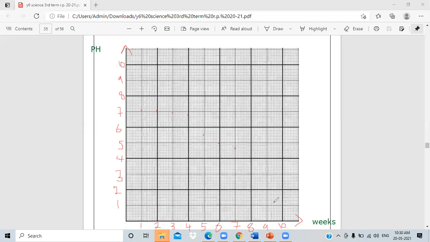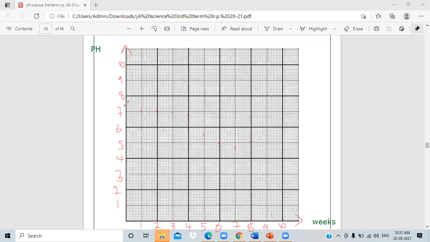And it was 5.1 in week 8. So I'm going to reach 5 and I'm just going to count only 1 small box and put the dot. Then 5.5 in week 9. So I'm going to reach 5 and I'm going to count 5 boxes. 1, 2, 3, 4, 5. Then week 10, it was 5.9. Yes, so in the last week it was 5.9. So it's going to be right before 6.